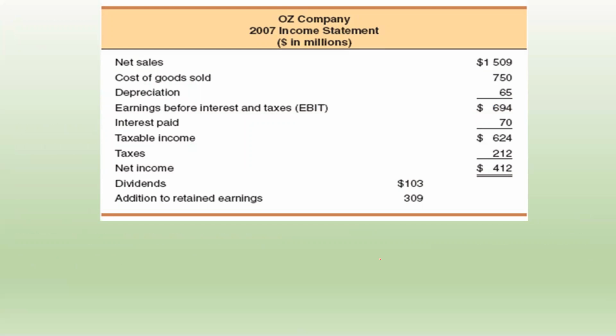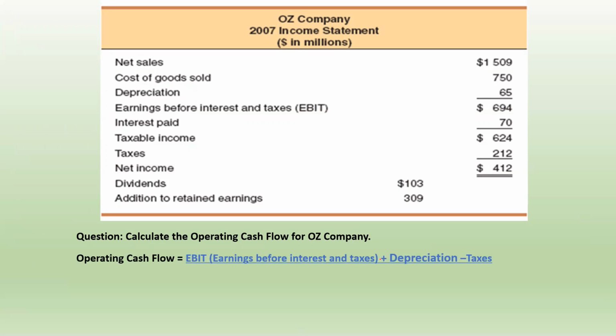So here is the income statement. We've seen that in a previous video. So operating cash flow equals EBIT, add back depreciation, minus tax. Because as we all know, the revenue is cash inflow. Cost of goods is cash outflow. Depreciation, however, is just an accounting number. There's no cash coming in or spent out.